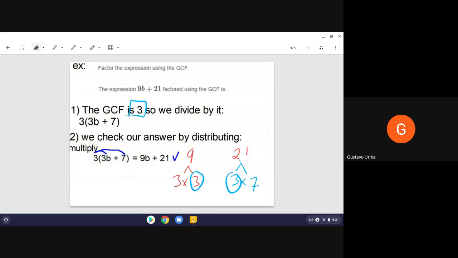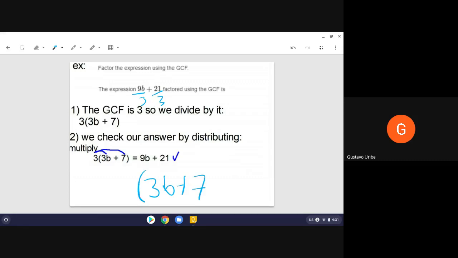Now, what am I going to do with that 3? Well, you're going to take the 3 and divide your expression by 3. Any term you see in here, this gets divided by 3, this gets divided by 3. 9 divided by 3 gives you 3. We can't forget that b. These two are positive, so I'm going to leave the positive there. 21 divided by 3 gives me 7.